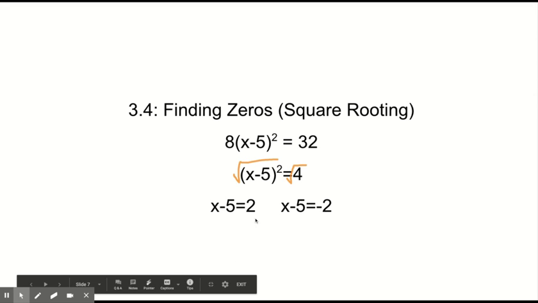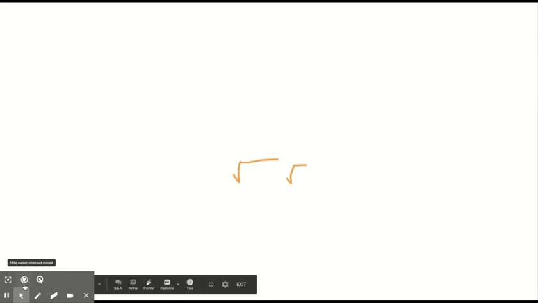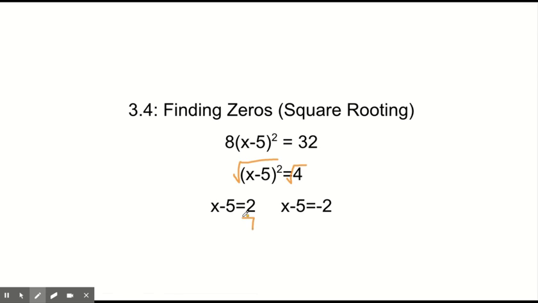Then I need to add 5 to both sides. 2 plus 5 is 7. Ooh, hang on, let me go back. I think I forgot to type the answer on this one. And -2 plus 5 is 3. So your two answers would be 7 and 3. Those would be your zeros.